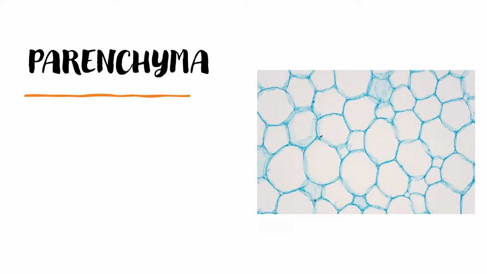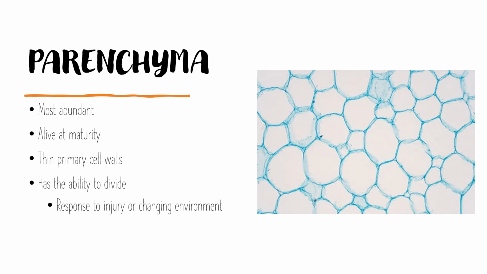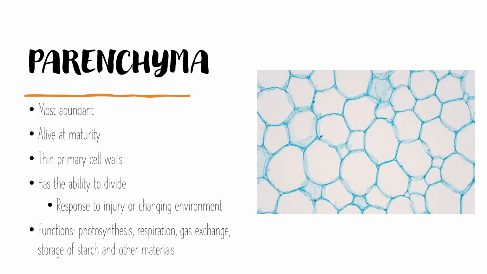So first of all, we have the parenchyma. Now, parenchyma cells are the most abundant cells, and these cells are alive at maturity. So they also have thin primary cell walls, and they also retain the ability to divide, which enables them to differentiate in response to injury or a changing environment. It is parenchyma cells, for example, that divide to produce the roots that emerge from a houseplant cutting placed in water. Parenchyma cells have vital functions, which include photosynthesis, respiration, gas exchange, and the storage of starch and other materials.